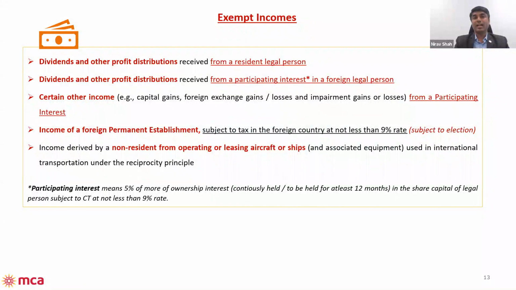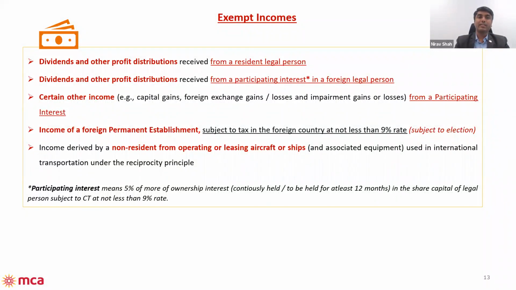It is nothing but I am having a shareholding in that entity of 5% or more. I'm holding those shares for more than 12 months, or I intend to hold them for 12 months or more. And that foreign company or entity is subject to tax at least 9% in that respective country. If these conditions are satisfied, then whatever shares I'm holding would be qualified as a participating interest. And if I receive any dividend or profit distribution from that foreign company, then that would be exempt from the UAE corporate tax law.